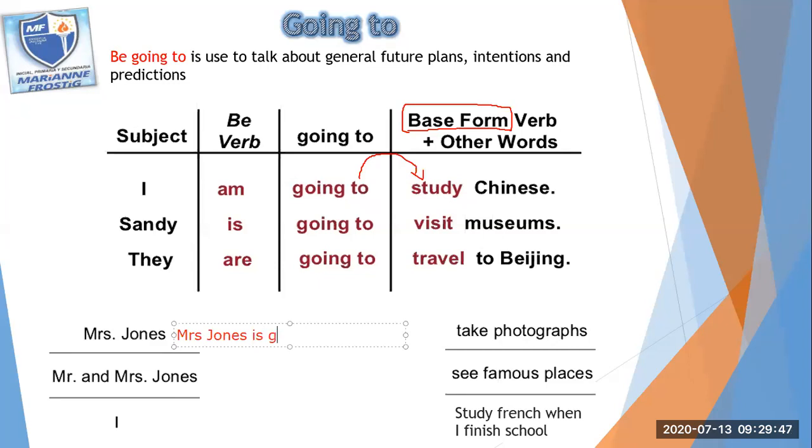Going to be take a photograph. Photographs. Very good. Mr. Jones is going to take photographs. Okay, that's perfect. Very easy. You use the verb to be and going to. Verb to be and going to.